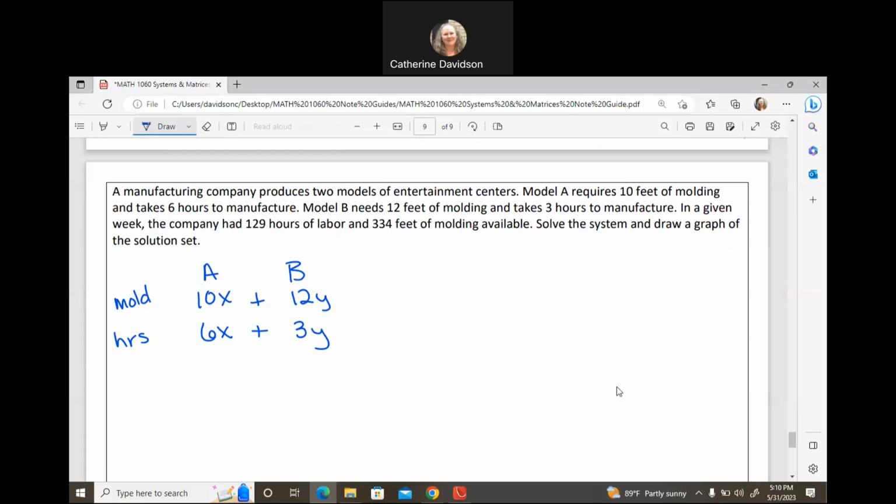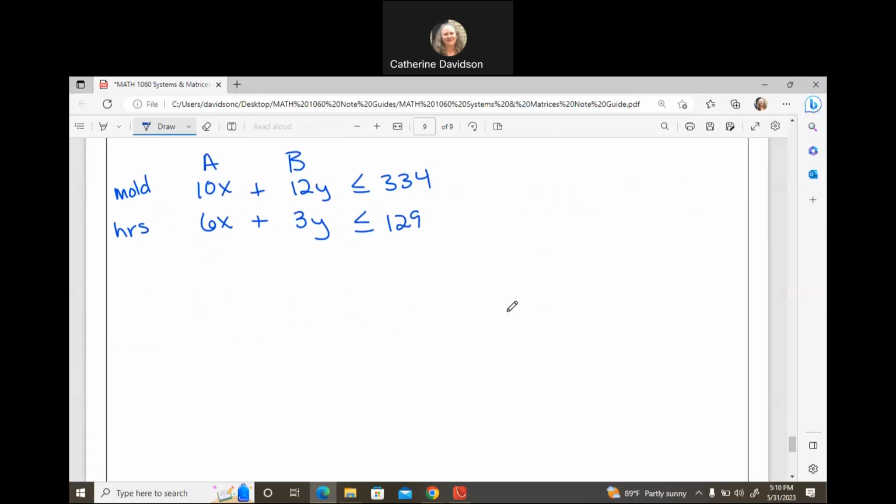So the total molding, that's the one on the left, has to be less than or equal to 334. And the total number of hours they have available has to be less than or equal to 129. So we're trying to minimize our material and labor here, whereas we were trying to maximize the supplements. So it's going to be the same process. We're going to convert these two equations. We're going to move the x term first.